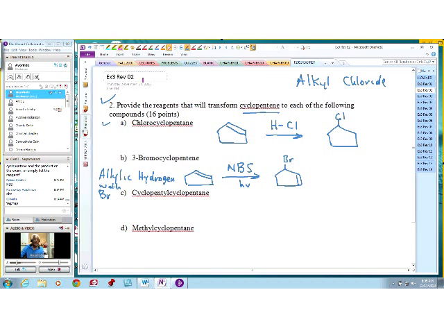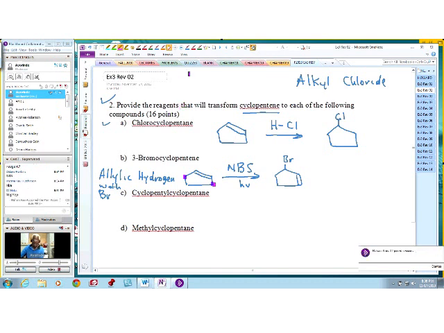If you look at this molecule here, we have allylic hydrogen here, we have allylic hydrogen here. This happens to be a symmetrical molecule, so you could replace any one of these hydrogens on this carbon or on this carbon, and you will get the same product. Very good.